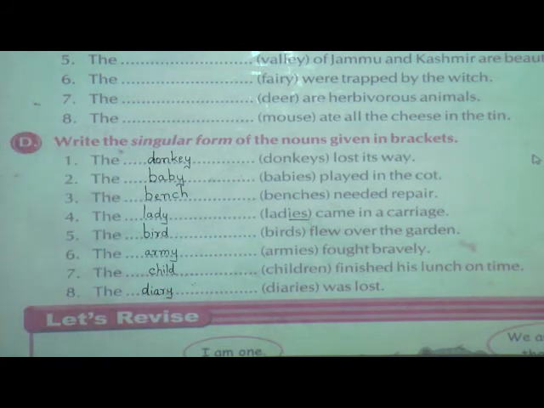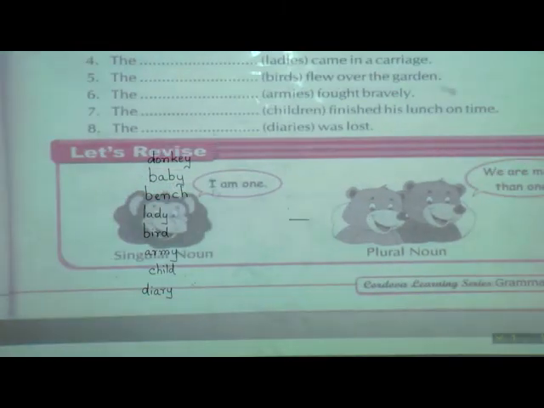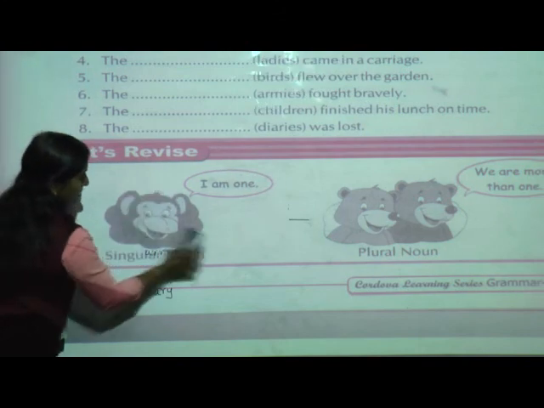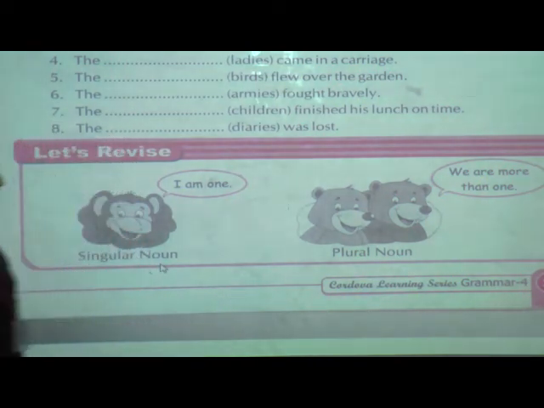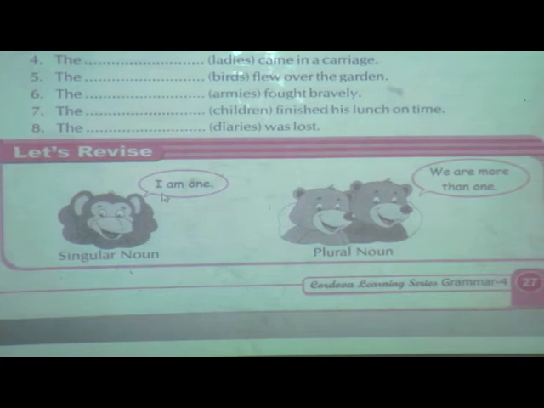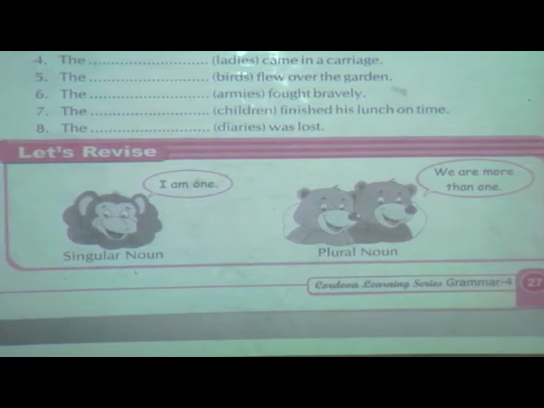So students, in this way we have finished all the 8 examples of exercise D. See here, we have solved everything now, and I hope you have copied in your book. Next, we have to revise singular noun and plural noun, which we learnt in the last session. Singular noun means only one and plural noun means more than one.